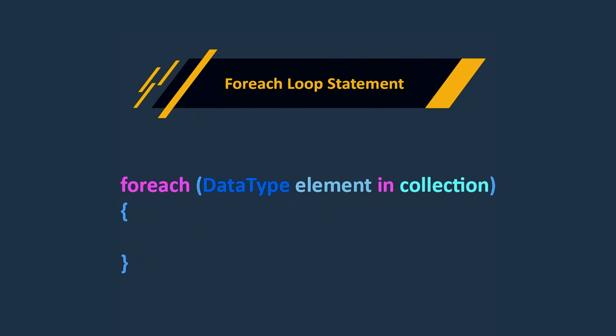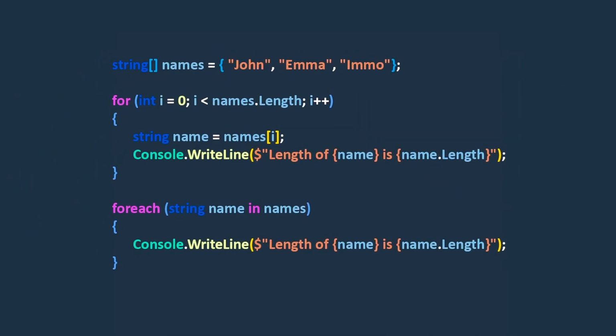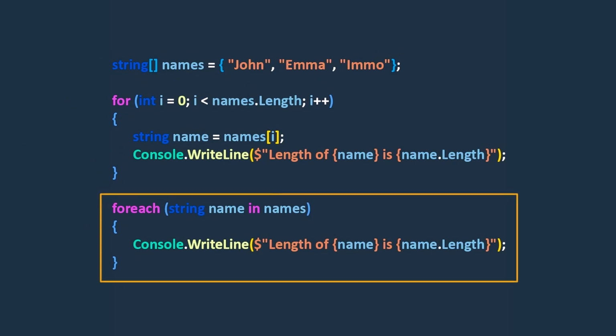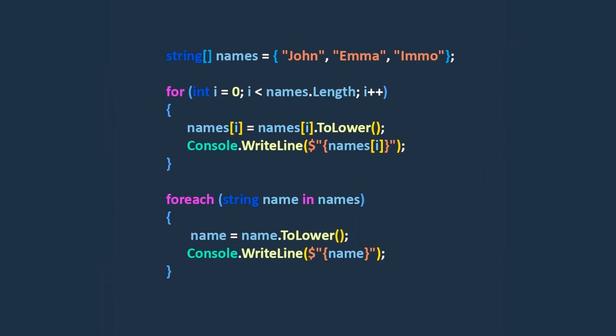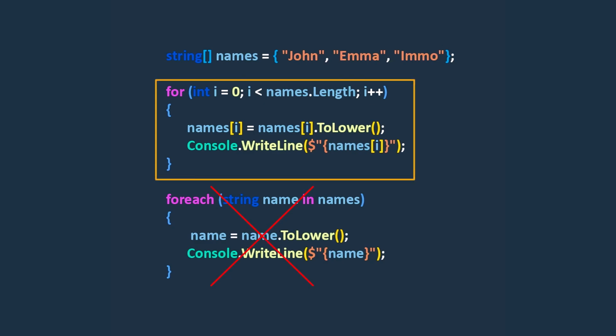It's important to note that the foreach loop is more suitable when we want to iterate over collection elements for read-only purposes, such as retrieving information or performing calculations. For example, when we want to get the length of each name in the names array, the best choice is to use the foreach loop. But if we want to modify the collection elements, using the for loop is necessary to avoid encountering an error.